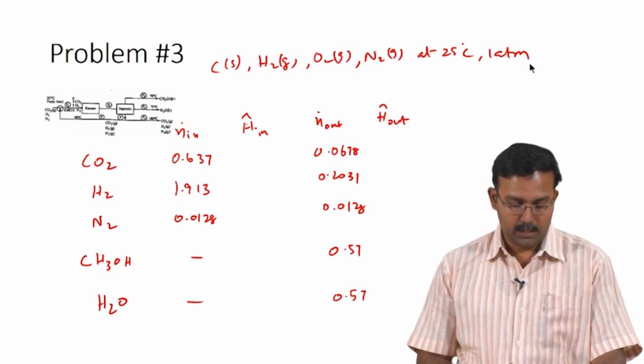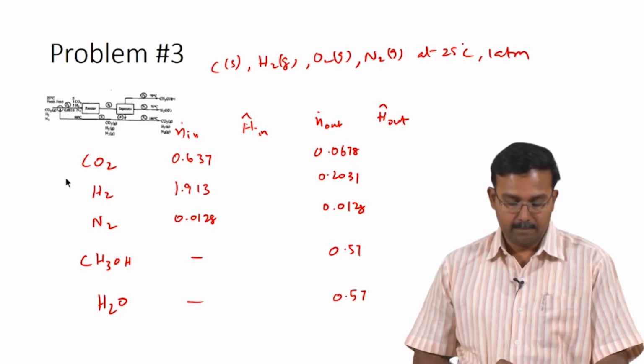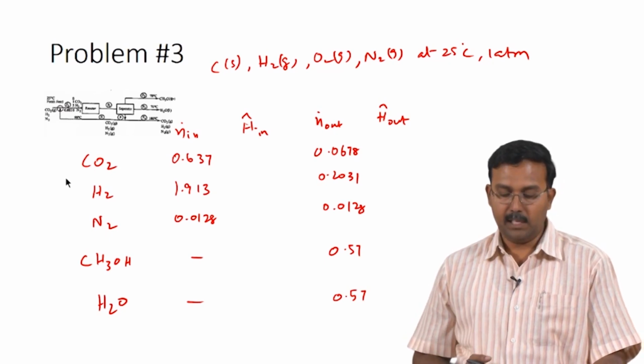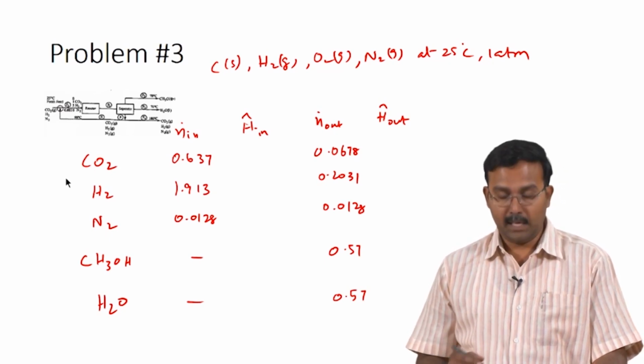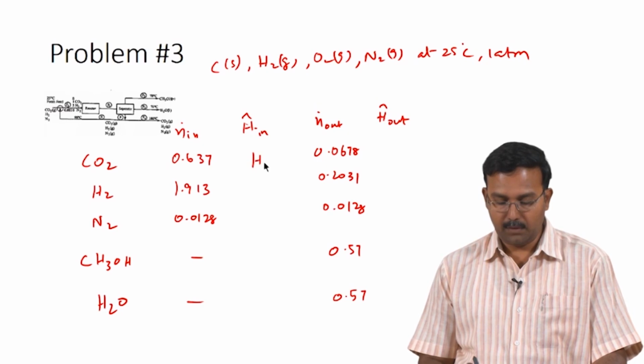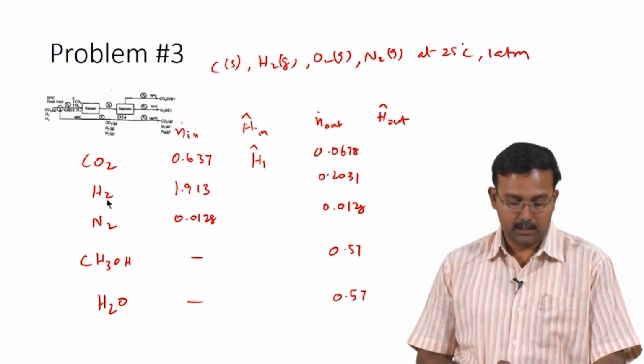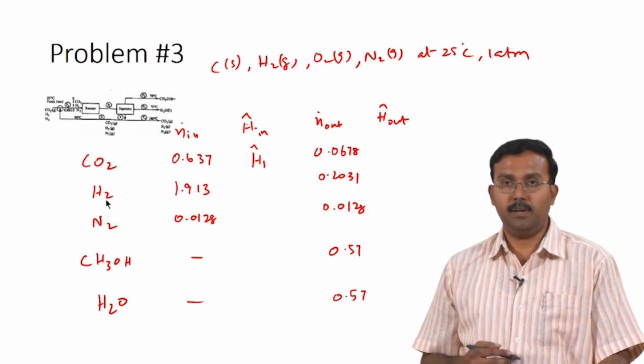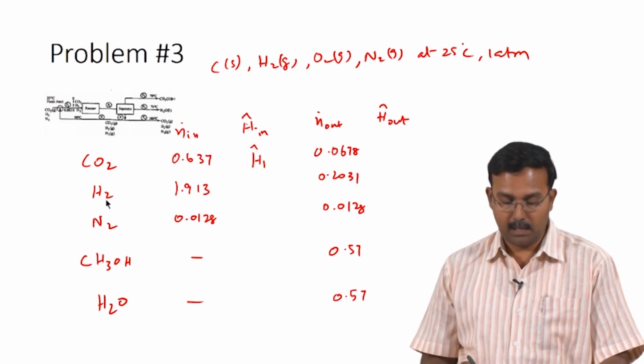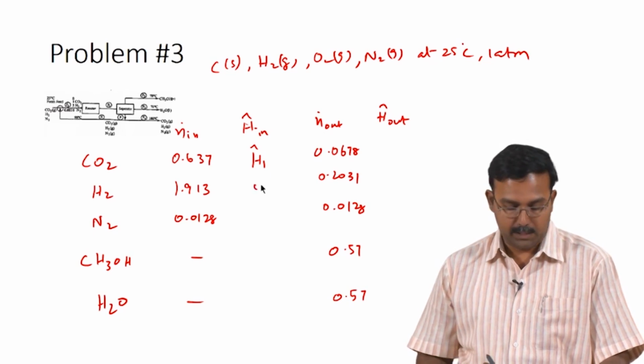So, here the first component is carbon dioxide. Carbon dioxide coming in at 25 degrees Celsius, you would have some enthalpy associated with it compared to the reference state, because you have the formation of carbon dioxide. The next one is hydrogen, which is coming in at 25 degrees Celsius and 1 atmosphere. It is the same as the reference state. So, this would be 0.